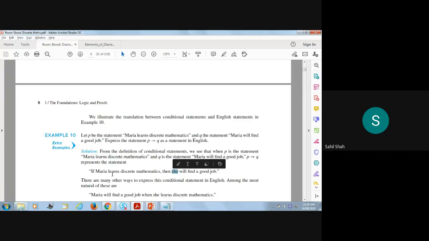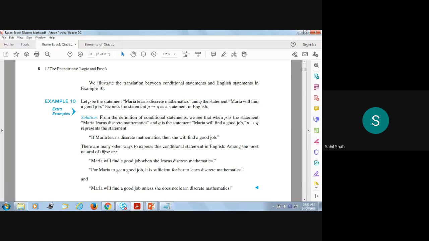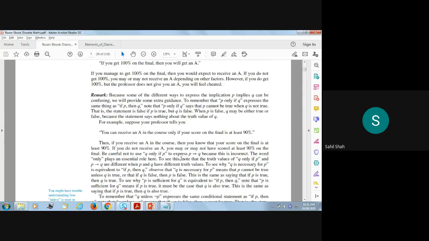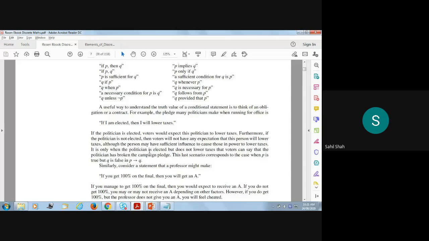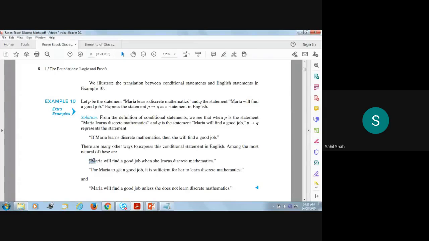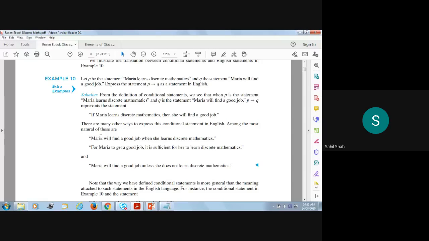So the same sentence can also be written in alternative fashions. For example, you can say Maria will find a good job when she learns discrete mathematics. What form is this? This is Q when P: a necessary condition when the sufficient condition happens to be true. So here you can observe, first of all, it is mentioned that Maria will find a good job when she learns discrete mathematics. Another thing is I can write the same statement in an alternative format. For Maria to get a good job, that is Q, it is sufficient for her to learn discrete mathematics. What is the necessary condition here? Getting a job. While the sufficient condition is learning discrete mathematics. Alternative way, the other that I mentioned.